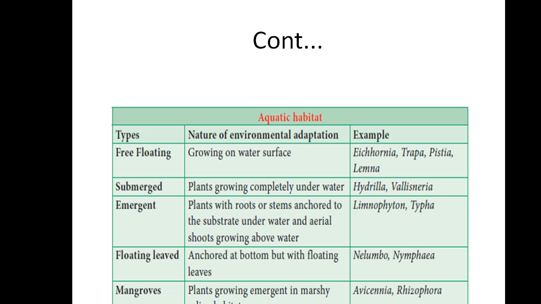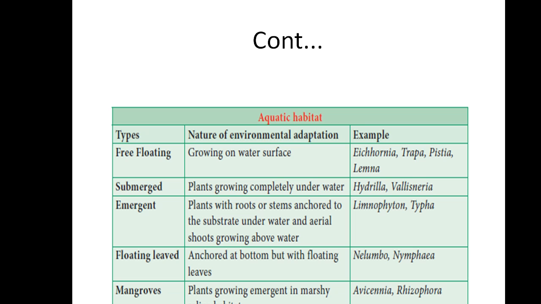Its root and everything will be under the water, but the root is not present below the soil, sand or mud of the water. So the complete plant is not floating, it is present below the water surface, that is Hydrilla, Vallisneria. Emergent means plants with the root or stem anchored to the substrate underwater and aerial shoots growing above the water. Some part of the stem, about a quarter, and the leaf will be present above the surface of the water, and the remaining three quarters of the plant, its stem and root, everything is present under the water.